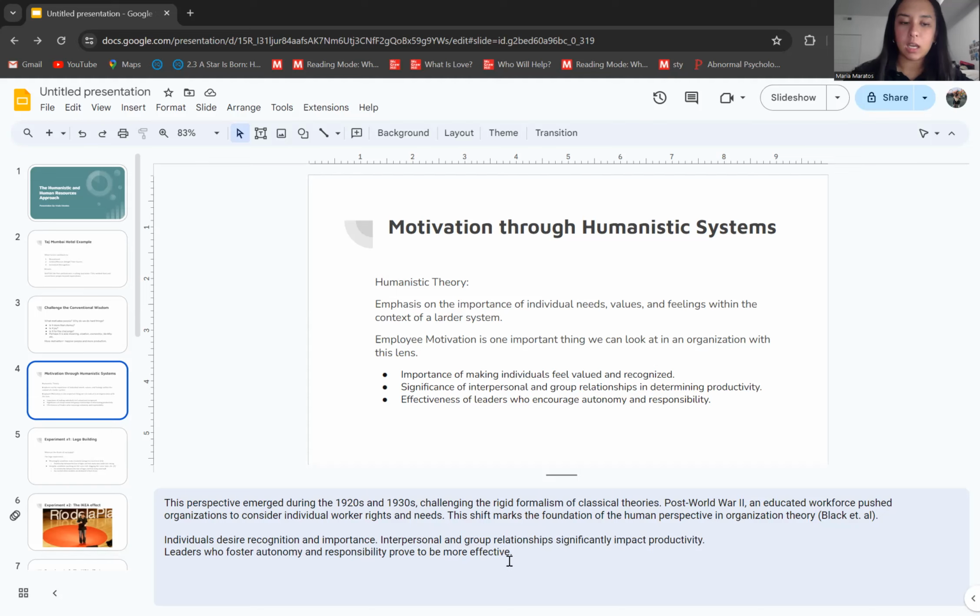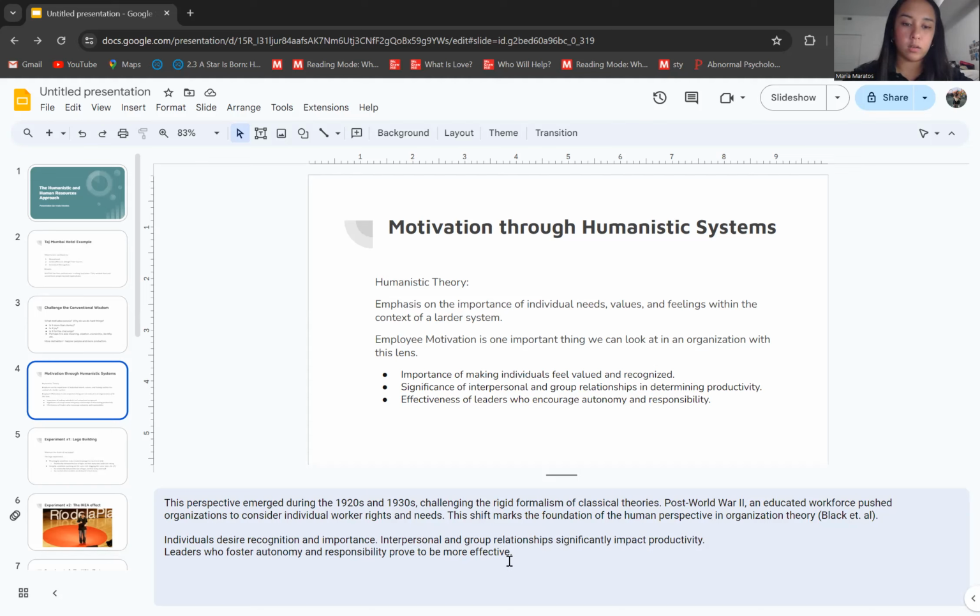So this theory came about around the 1920s, 1930s, and challenged that classical theory. After World War II, the workforce was more educated and pushed organizations to consider individual worker rights and needs. This shift marked the foundation for this human perspective in organization theory.